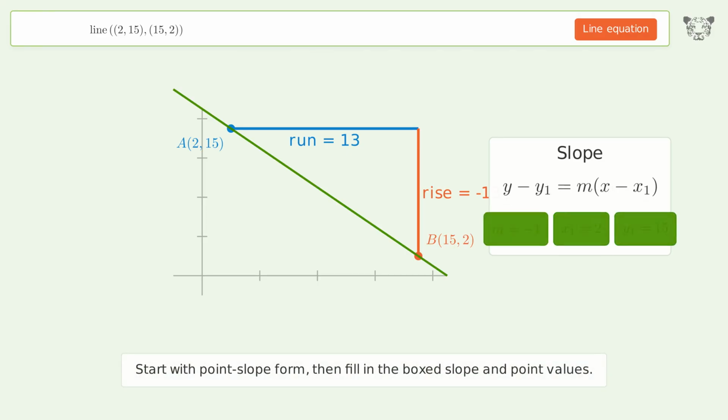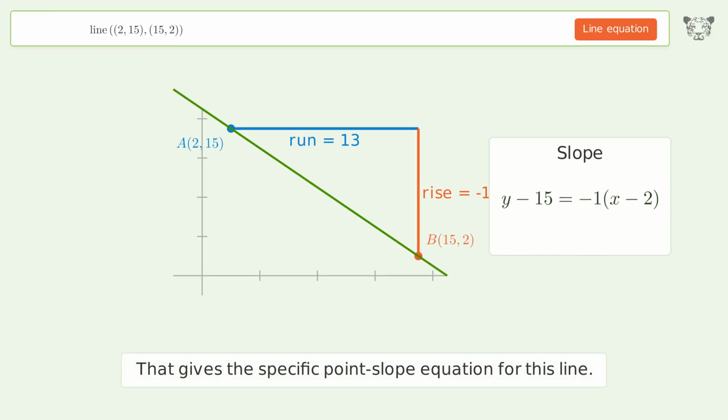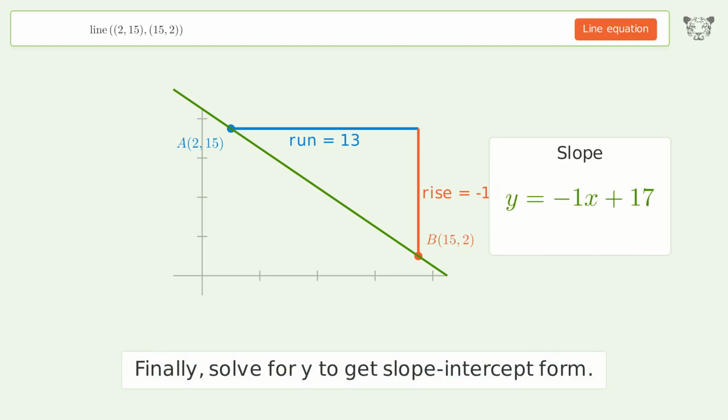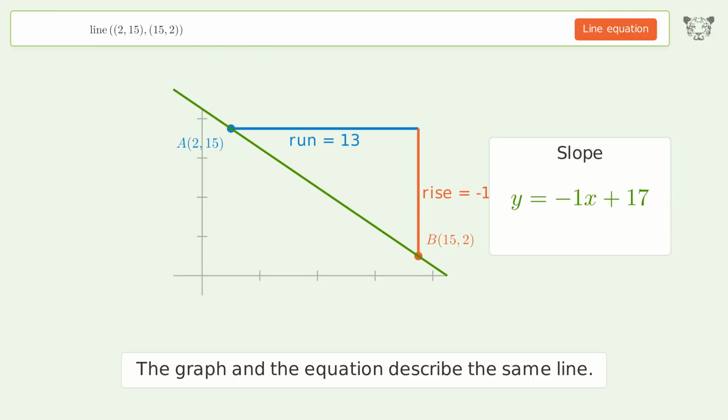Start with point-slope form, y minus y1 equals m times x minus x1. Then fill in the boxed values, slope is negative 1, x1 is 2, and y1 is 15. That gives the specific point-slope equation for this line. Finally, solve for y to get slope-intercept form. The graph and the equation describe the same line.